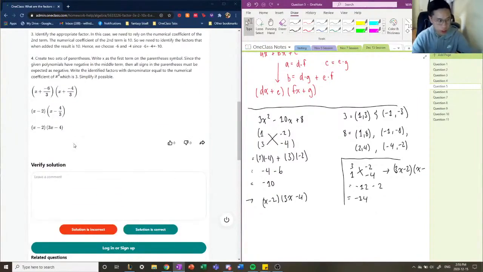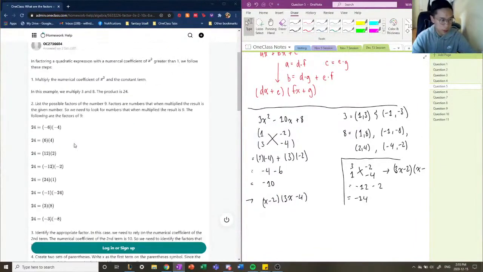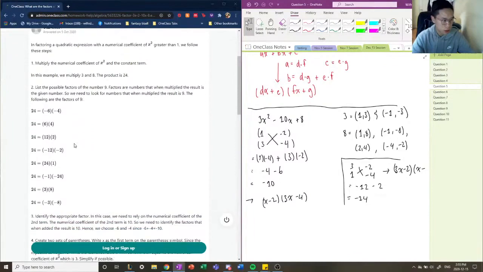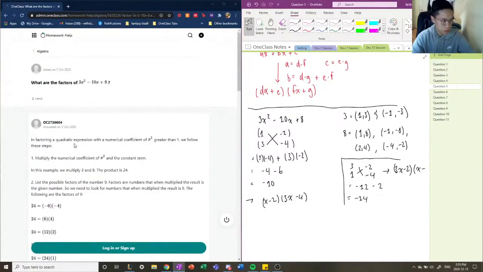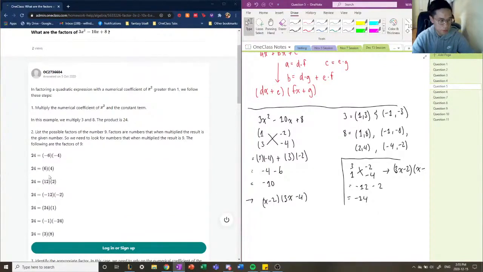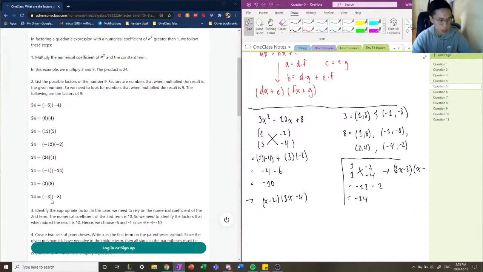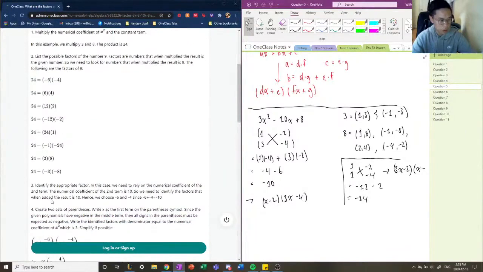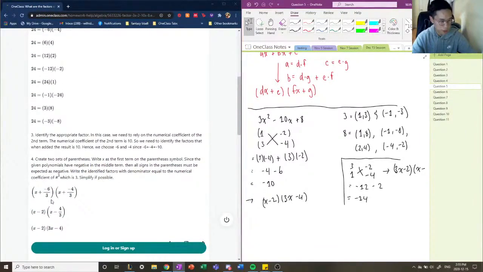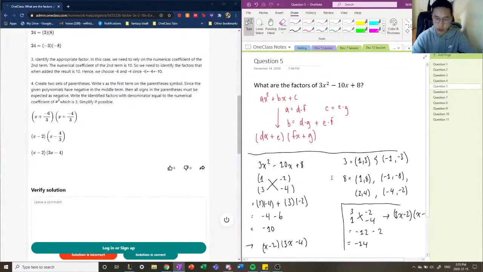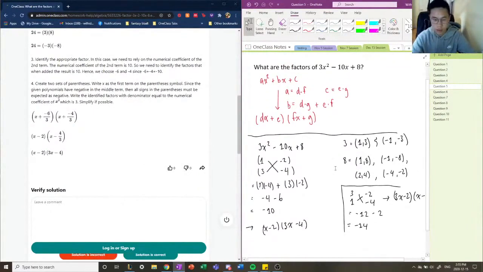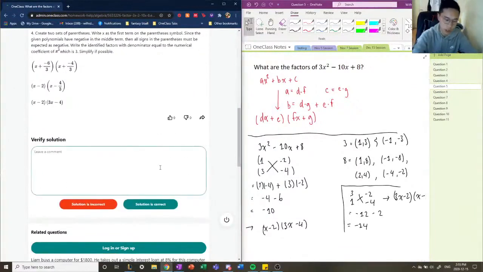Okay, so the junior tutor also got the correct answer. They used a different method. They multiplied the A and C coefficients together to find a product of 24, and they considered all the factors of 24, and then they identified the factors that were correct for them. And then by doing so, they were able to plug it into these parentheses and simplify for themselves. But I prefer my method better because it's a lot more simplistic. And after a lot of practice, you get used to it and you can just do it mentally. So the solution is correct.